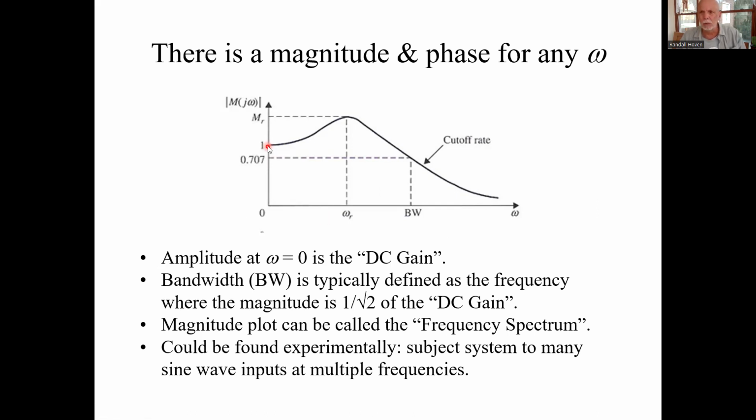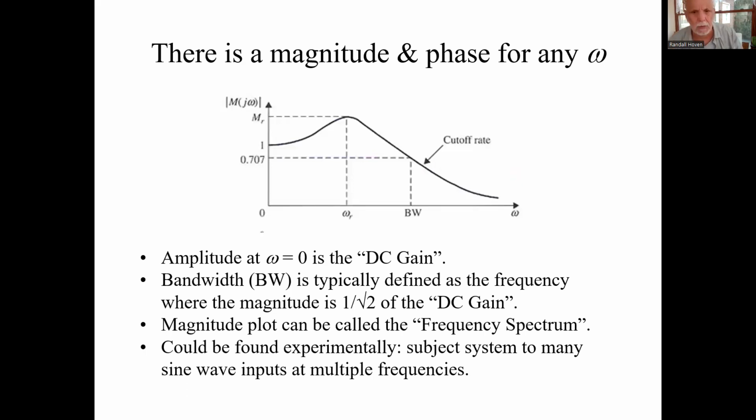The amplitude at omega equals 0 is called the DC gain. And in fact, it's just the steady state response to a step. You can think of a step input as having a frequency of 0. We talk about bandwidth. When you can calculate it, one way to define it is it's the frequency at which this gain is 1 over the square root of 2 of the DC gain. So when the DC gain is just 1, it's going to be the frequency at which the gain was 1 over square root of 2.